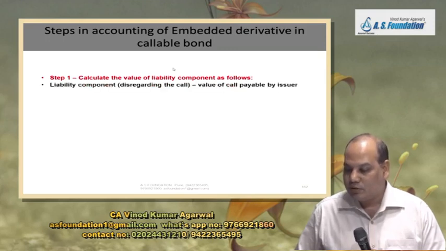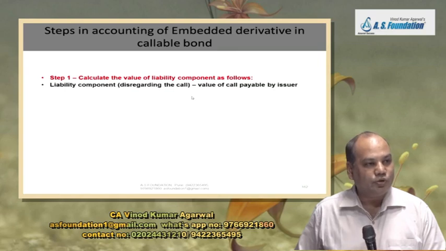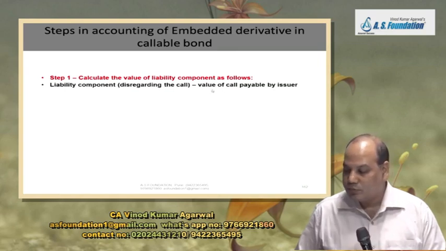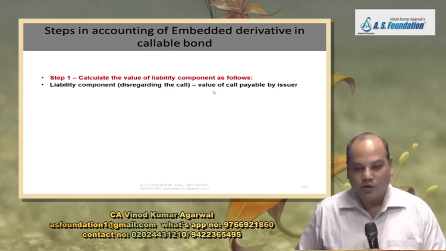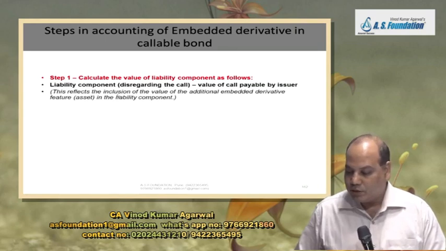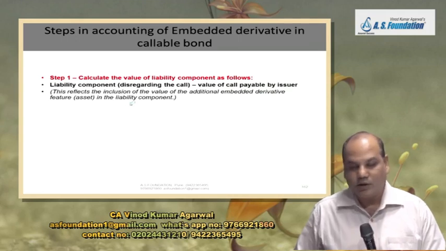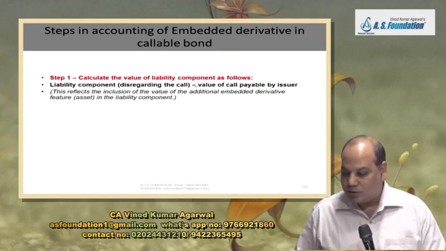So step number 1, calculate the value of the liability component. So under that liability component, disregarding the call, as usual, present value of future cash flow, and then adjust the value of the call. This reflects the inclusion of the value of the embedded derivative feature asset in the liability component. The reason why we are giving minus sign, this is a liability.